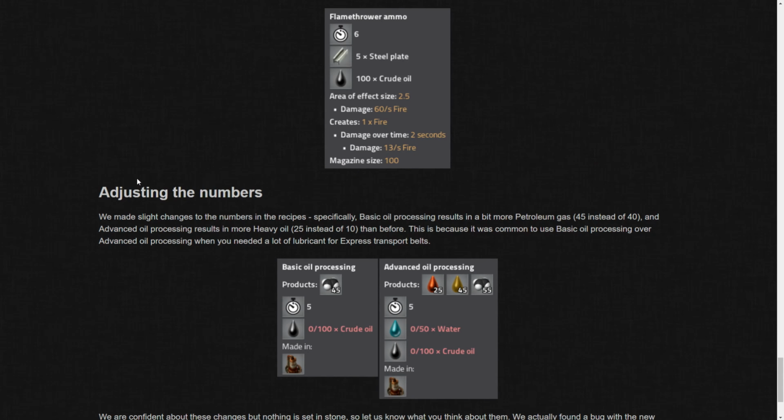And in the last section, they adjusted some numbers basically. Specifically, basic oil processing results in a bit more petroleum gas, 45 instead of 40. And advanced oil processing results in more heavy oil, 25 instead of 10, which is a pretty big increase. This was because it was common to use basic oil processing over advanced oil processing when you needed a lot of lubricant for express transport belts.